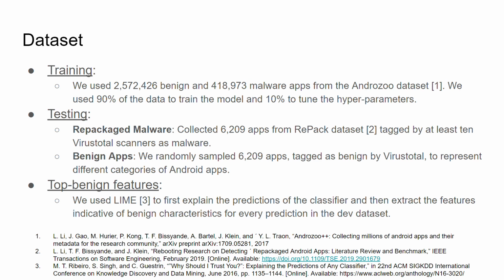As I mentioned before, we used LIME to extract the benign features. We first explain the predictions of the classifier, then extract the features indicative of benign characteristics for every prediction in the development dataset I mentioned before. We aggregate the occurrences of all these features, and that is what gives us a ranked list of top benign features.